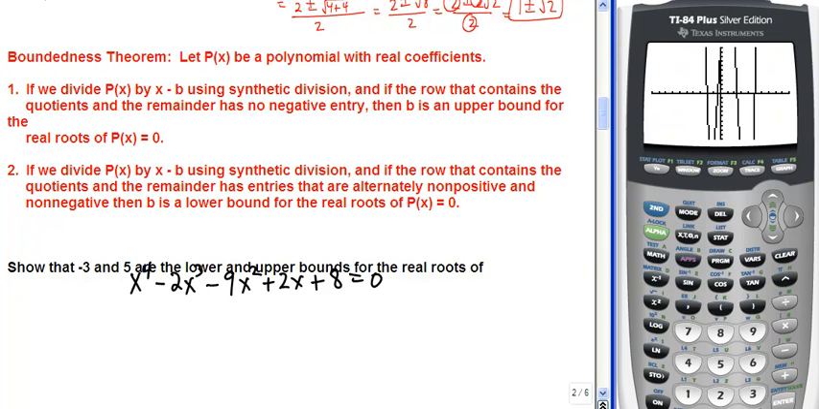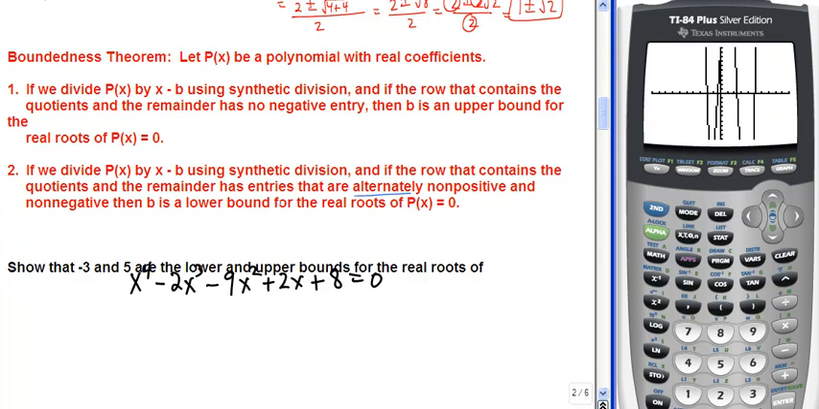can't find it exactly. So we're going to be able to find an upper bound if that quotient row using synthetic division has no negatives. So in other words, they're all positives or zeros. If we divide using synthetic division with x minus b, and we end up with that quotient row having entries that are alternately non-positive and non-negative, then we say that this b is a lower bound for the real roots.